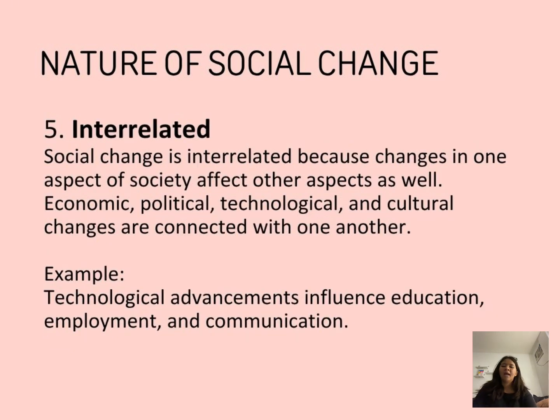Number 5, interrelated. Social change is interrelated because changes in one of the aspects of society affect other aspects as well. Economic, political, technological, and cultural changes are connected with one another. Example, technological advancement influences education, employment, and communication.